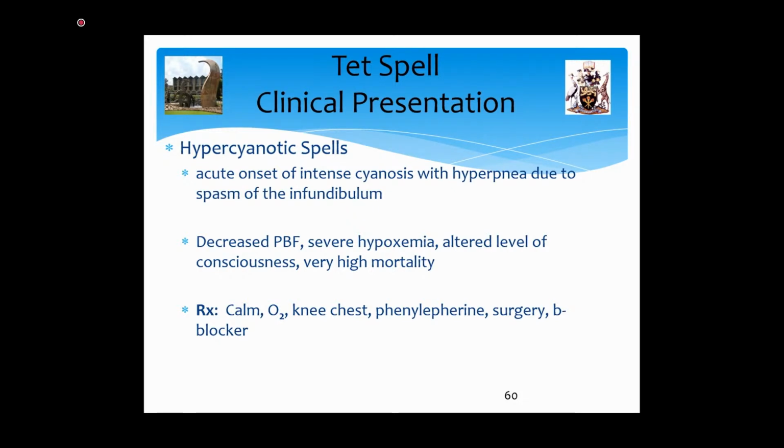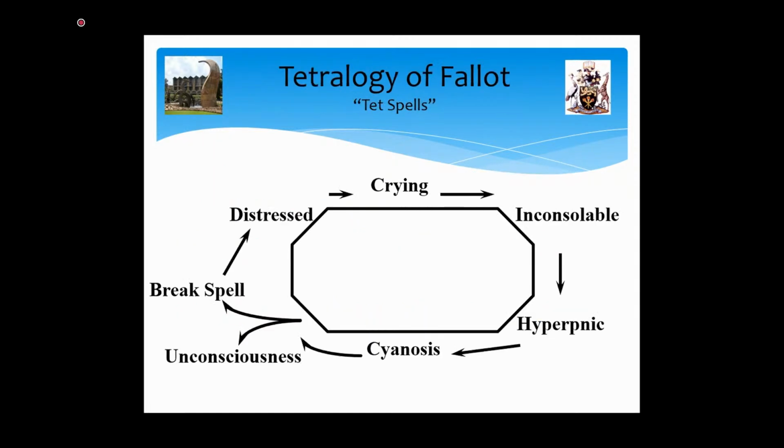They get hypercyanotic spells, acute onset with hyperpnea due to the spasm of the infundibulum, right ventricular outflow tract obstruction. You would reduce pulmonary blood flow, they develop severe hypoxemia, and sometimes they might end up with altered consciousness and reduced level of consciousness. Very high mortality risk. Please calm them or let the mothers calm them. They're the ones who will get oxygen, knee-chest position, phenylephrine, and surgery if it doesn't work. Many times we'll also use a beta blocker.